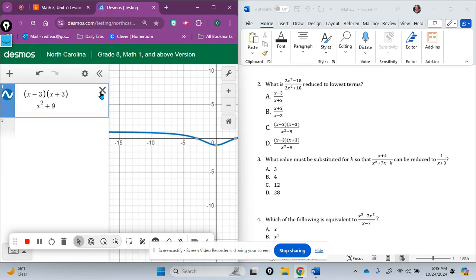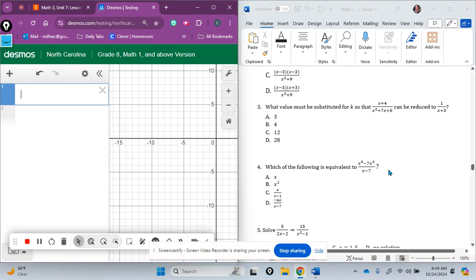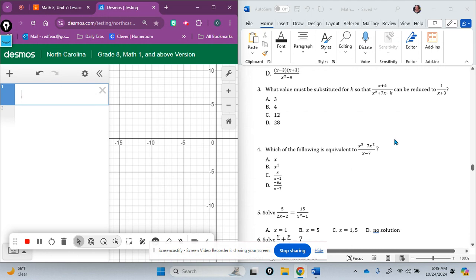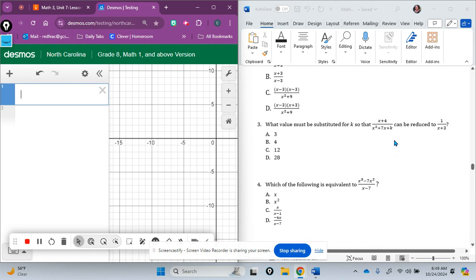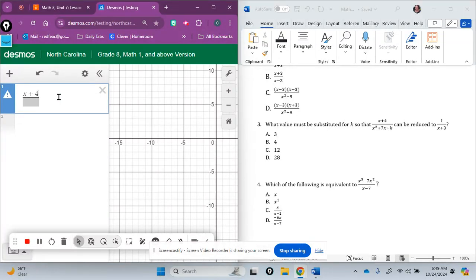Let's look at number 3. And then the rest of these, you should be able to do. Number 3 says, what value must be substituted for K so that x plus 4 over x squared plus 7x plus K can be reduced to 1 over x plus 3. So your first step is to go ahead and type in each individual portion.